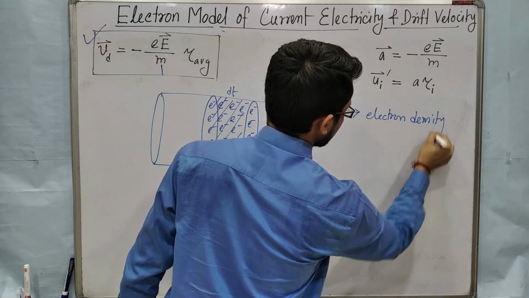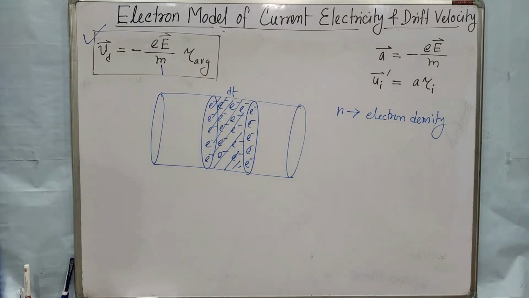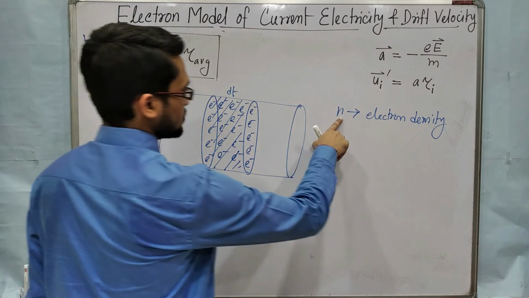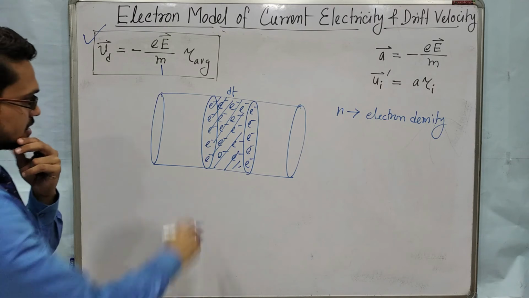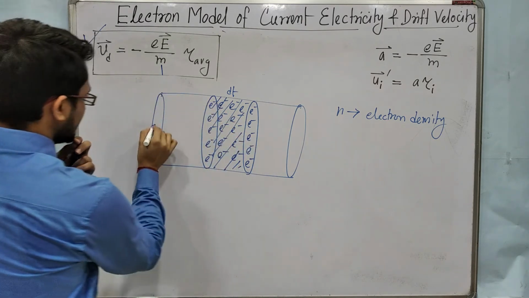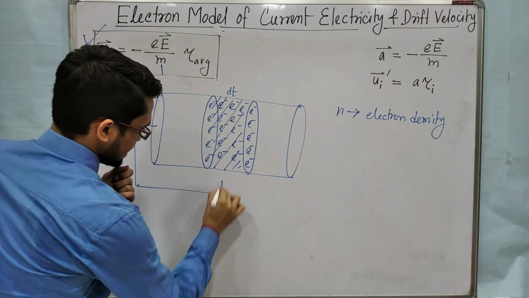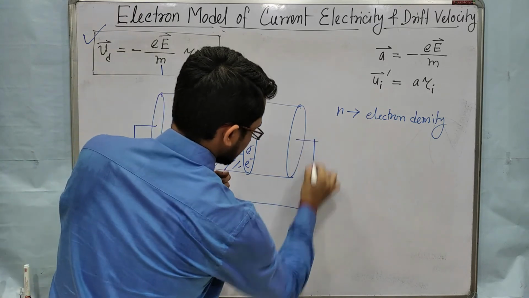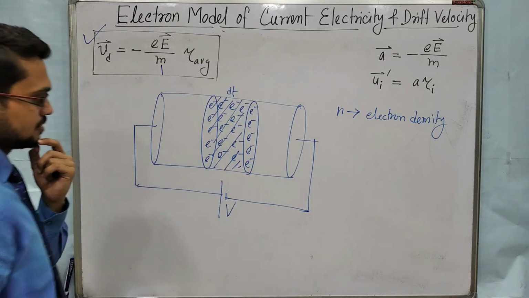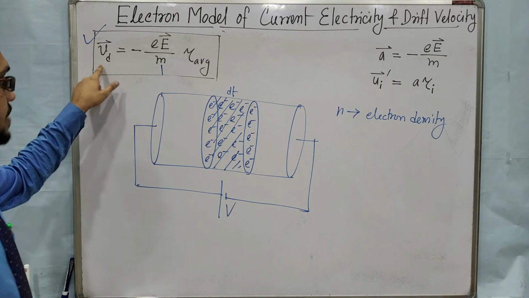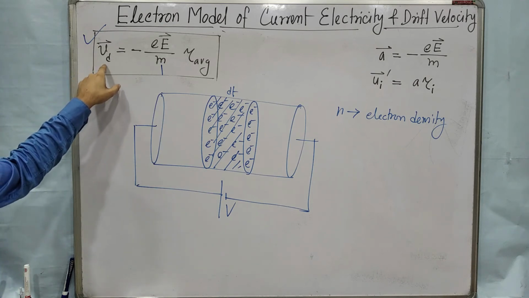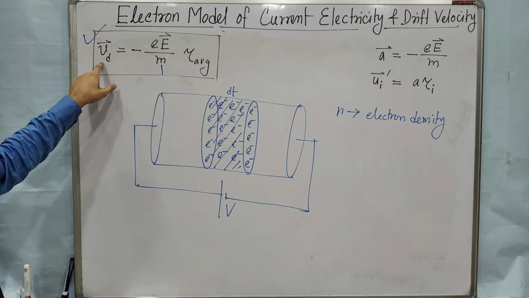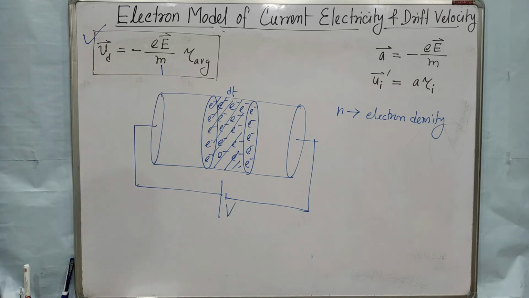Electron density means number of electrons per unit volume, that is denoted by small n. And all the electrons are moving with drift velocity because it is connected to an external source of energy. All the electrons are moving with the same velocity. This is the average velocity, so all the electrons will move with this average velocity, Vd.